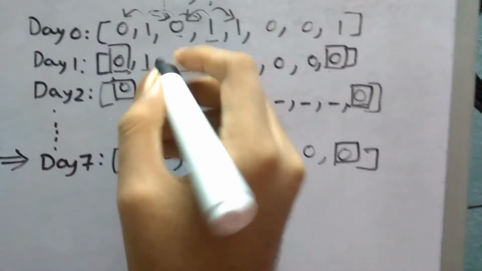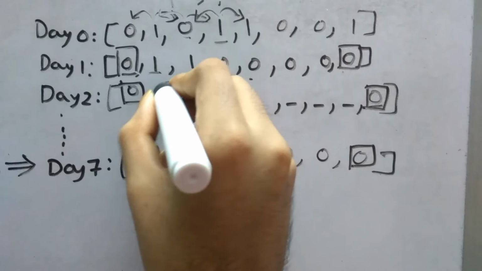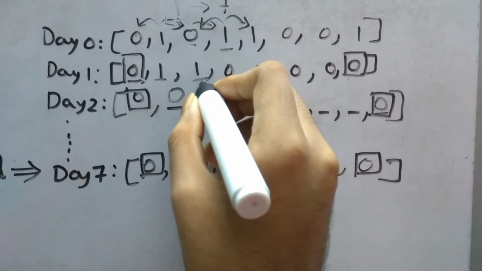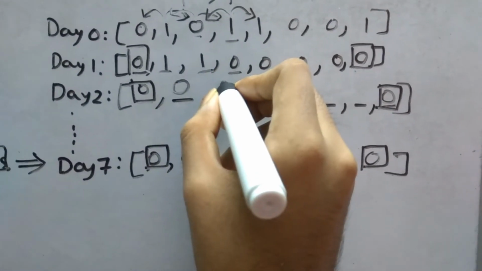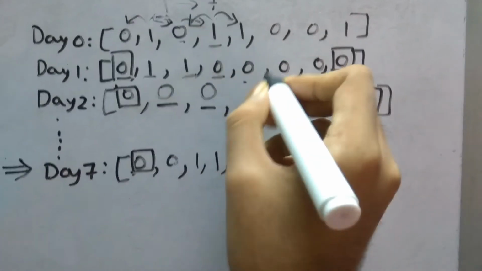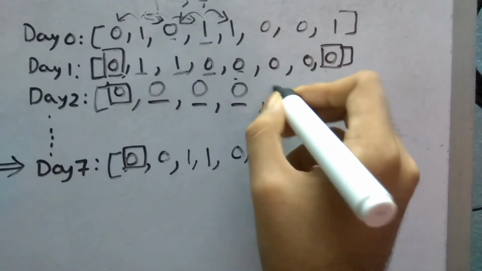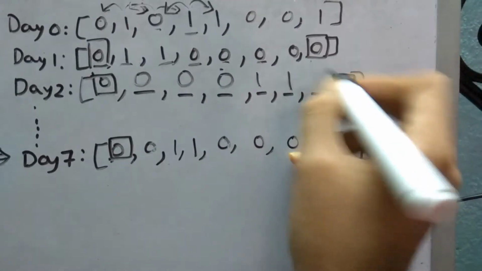For example, now we are here, we have two separate values over here, so we put 0. Now over here, two different, so it will be 0. Now at the third index, again two different, so here it will be 0. Now here they are the same, so 1. Here two same, so 1. Here two same, so 1.